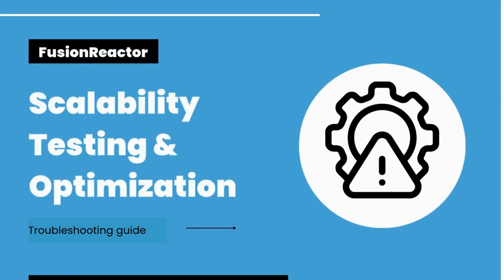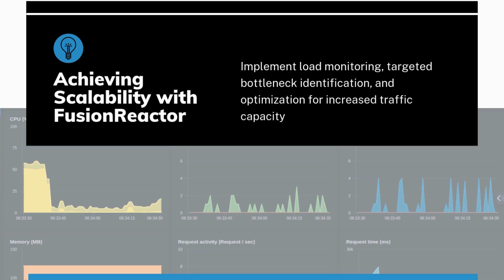Welcome to FusionReactor. In this tutorial, we'll explore how to ensure your application can handle increased traffic effectively. Scalability is crucial for maintaining a smooth user experience, especially during peak loads. As your application grows, you need to ensure it can handle increased traffic without slowing down or breaking.